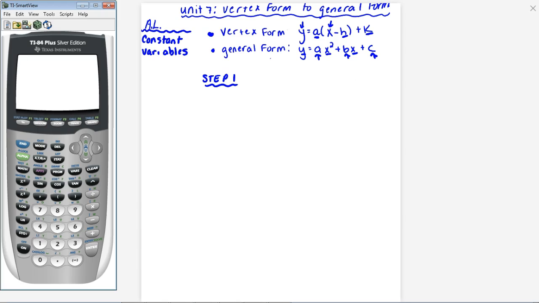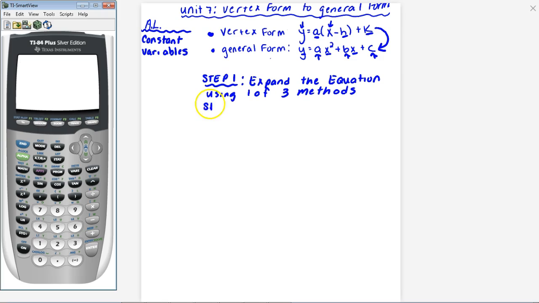So how do we make a formula like the vertex look like the formula in the general form? The first step is going to be that you expand the equation using one of three methods that I'm going to teach you guys today. And you've seen some of them before last year, I'm sure.